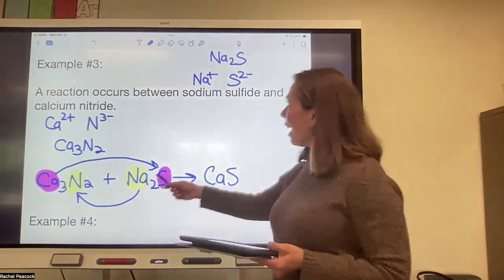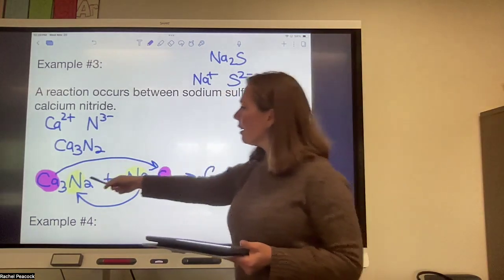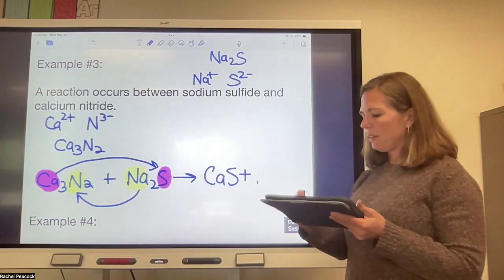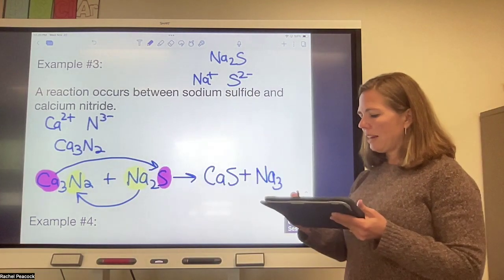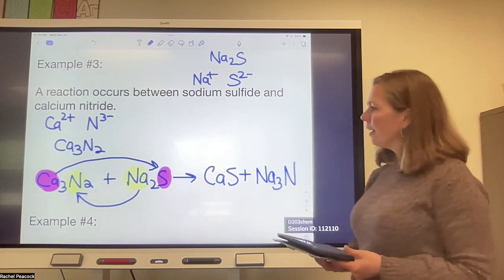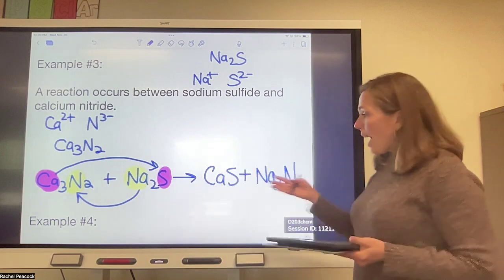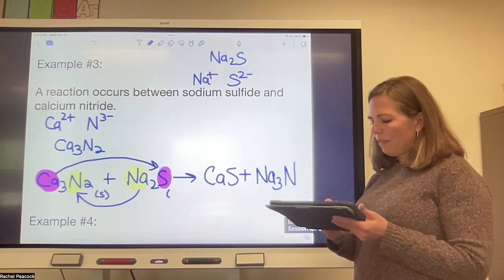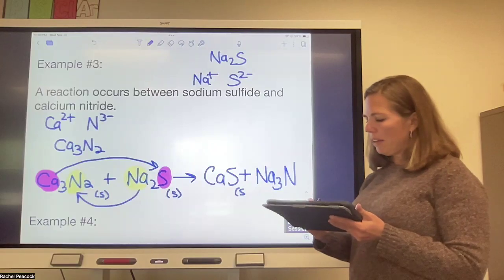If you look here, Na is a plus, nitrogen is a 3-. So if I'm going to combine those together, that's going to be Na3N, okay? So that's your entire equation. I really didn't give you any information that would be helpful for this.